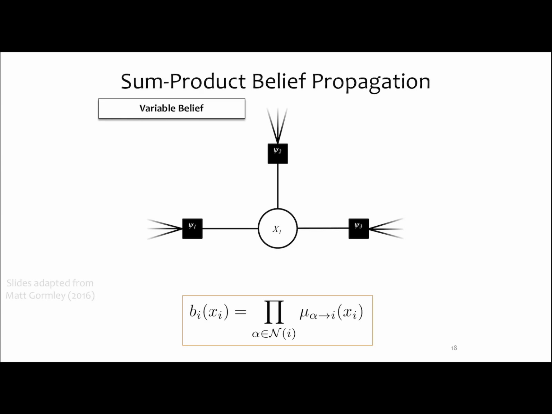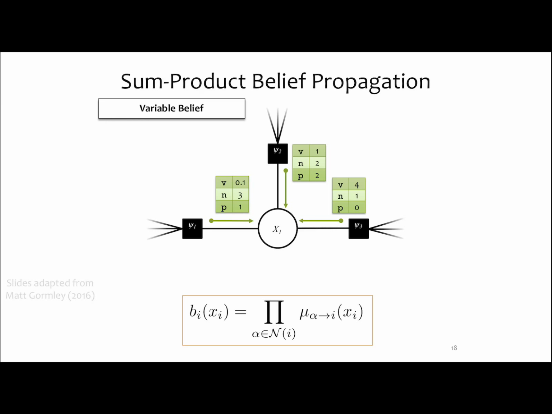So let's talk about the belief first. As I said, for the variables, whenever it receives all of the messages from the rest of the factors it's connected to, it is going to multiply them all together. That's the way that the belief of the node works.